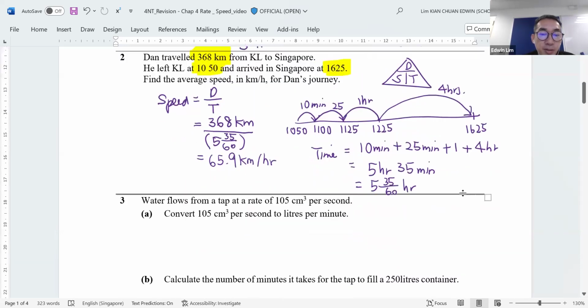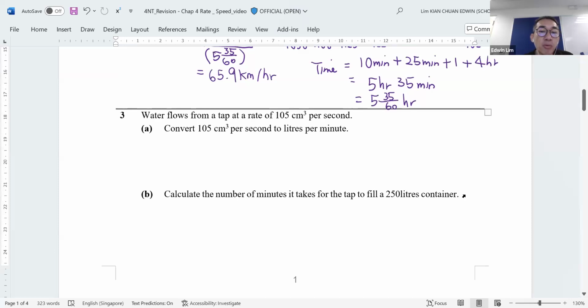Question number 3. The water flows from a tap at the rate of 105 cm cube per second. Convert 105 cm cube per second to liters per minute. Cm cube, when we convert to another unit, is milliliters. Just for information, 1 cm cube is actually 1 ml. Where do you see ml? When you buy drinks or milk, you can see that.